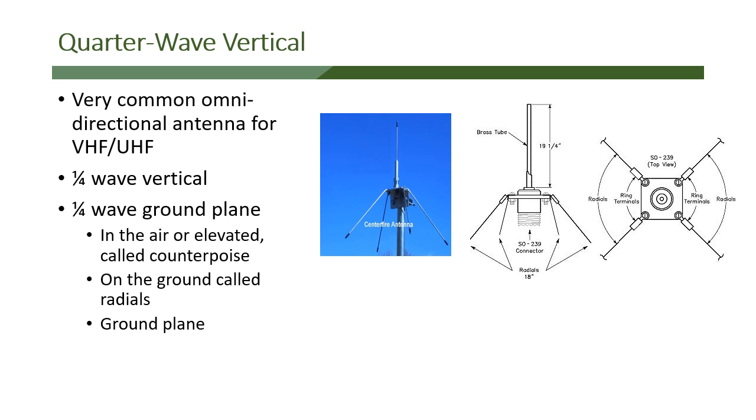Other antennas, we have quarter wave vertical antennas. They're a very common omnidirectional antenna for VHF and UHF. You can design them for whatever frequency you want using the formulas we just gave. Very easy to construct these antennas. And it has a quarter wave ground plane. Now, in the picture we have here, this ground plane is basically 4 wires that are aimed downwards. In this configuration, when you have an elevated ground plane, they're called counterpoises. If we had the antenna on the ground, where these wires were laying on the ground and the vertical was coming out of the top, so to speak, then we'd call these radials.